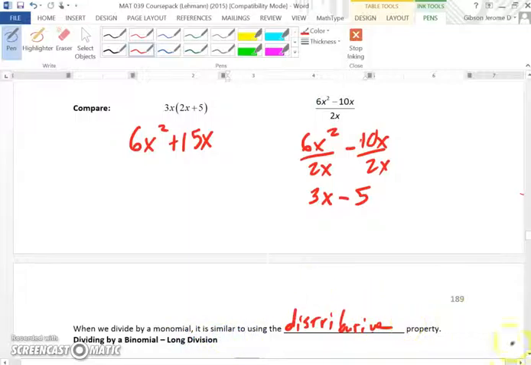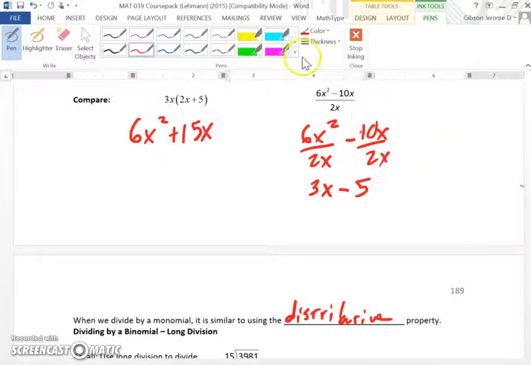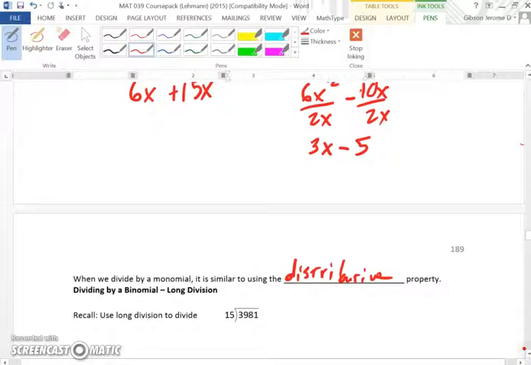Dividing by a binomial is long division. And when they say using the distributive property, you notice how we took 3x and multiplied by both of these terms, right? We're distributing this 2x over the 6x squared and the minus 10x. That's what they mean by it's like using the distributive property. It's just using it with division.